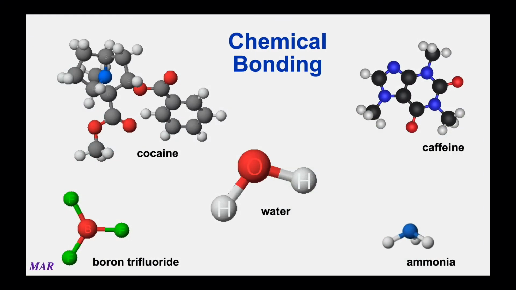A question you might have had in the past is, why do molecules take on the shapes they do? You can see from these examples that there are lots and lots of different orientations and geometries. They range from things like water and ammonia, but there are also some other fun things: cocaine, just say no, kids. Anyway, caffeine, one of my personal favorites, boron trifluoride, and lots of other examples.